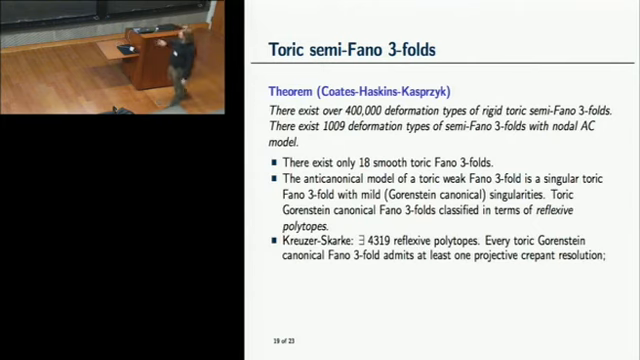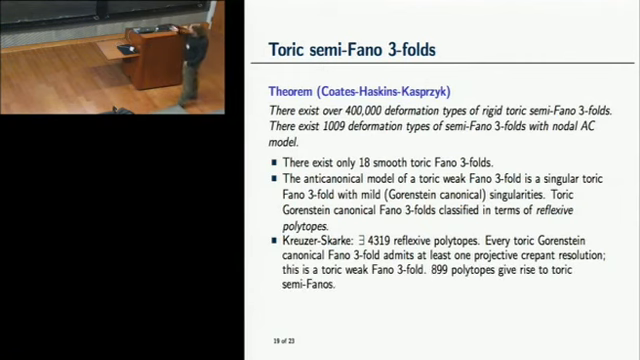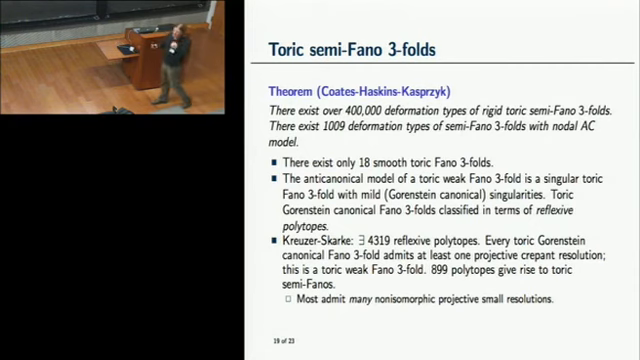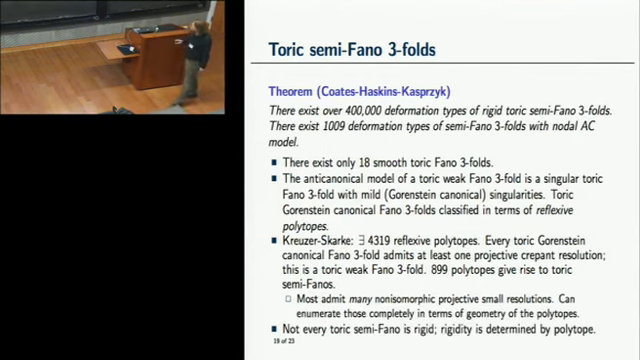And then every one of those admits at least one projective crepant resolution. Anytime you find such a projective crepant resolution, it's going to be a weak Fano threefold. You want to recognize which ones are semi-Fanos. Well, that cuts these down to 899. But most of them actually have many different projective crepant resolutions, and this is something that you can enumerate combinatorially. This is what we did with Coates and Kasprzyk. A toric Fano threefold is automatically rigid, but a toric semi-Fano is not automatically rigid, but again, it's something you can determine from the polytope. And so this is what leads to these estimates here.